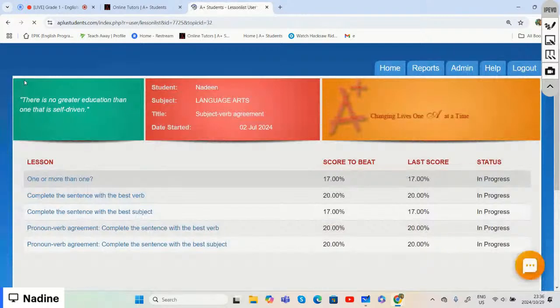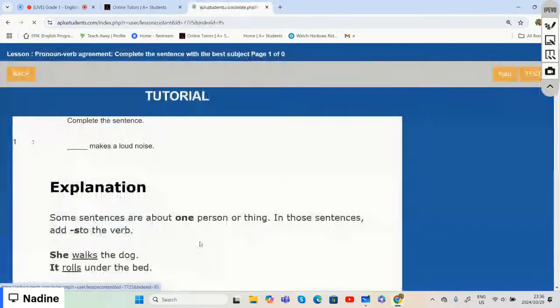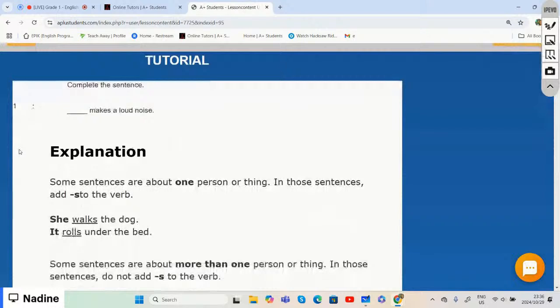So now we're going to complete the sentence with the best subject. Since our verb is given either with an s or is, we need to choose the correct subject that goes with it.